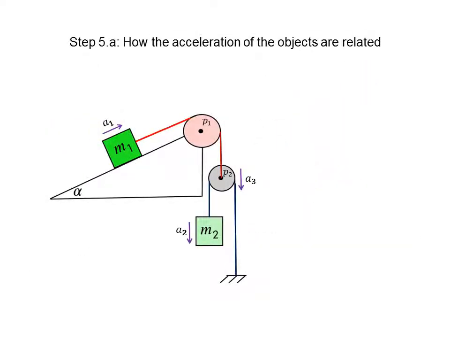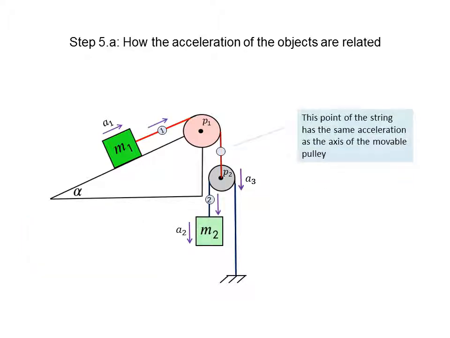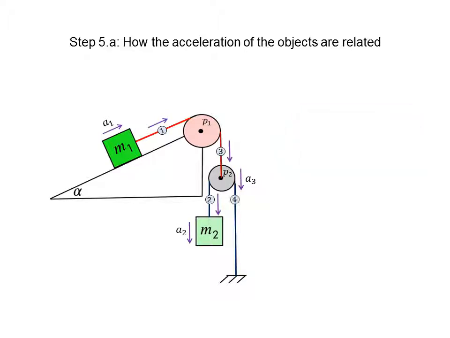Step 5.a, how the accelerations of the objects are related. This point of the string has the same acceleration as the mass M1. This point of the string has the same acceleration as the mass M2. This point of the string has the same acceleration as the axis of the movable pulley. This point has no acceleration because the rope is attached to the floor.